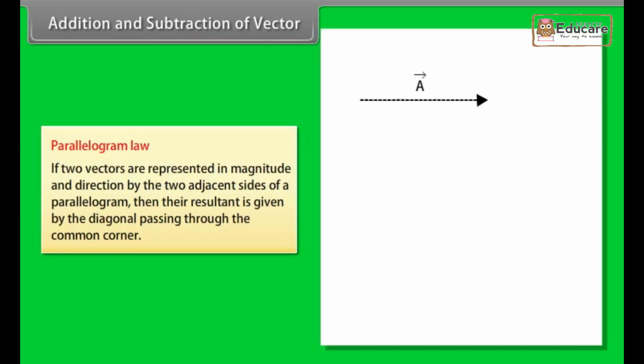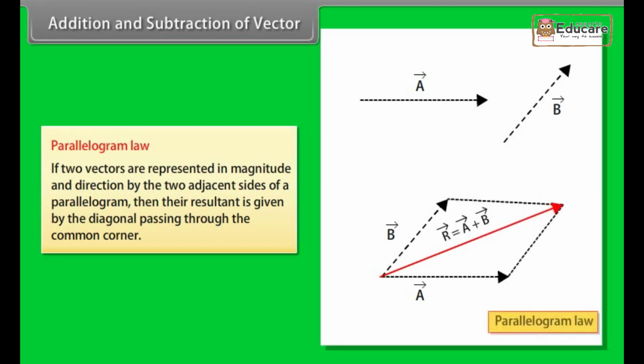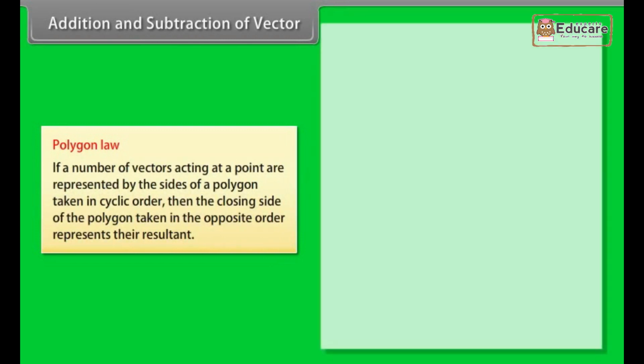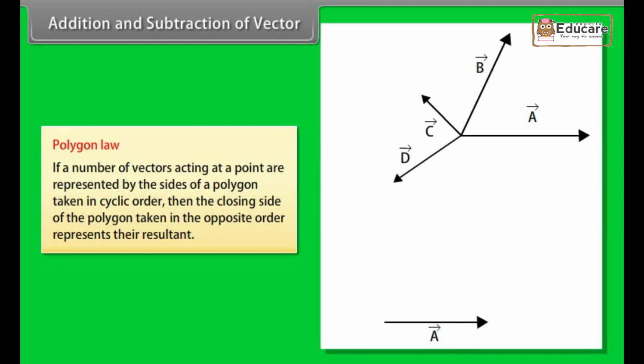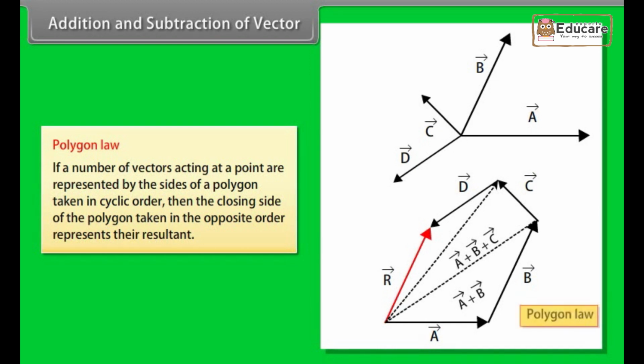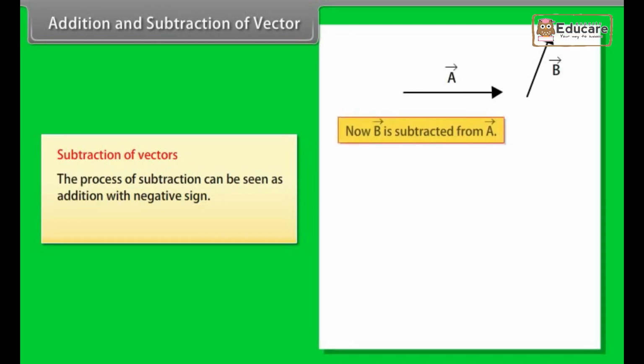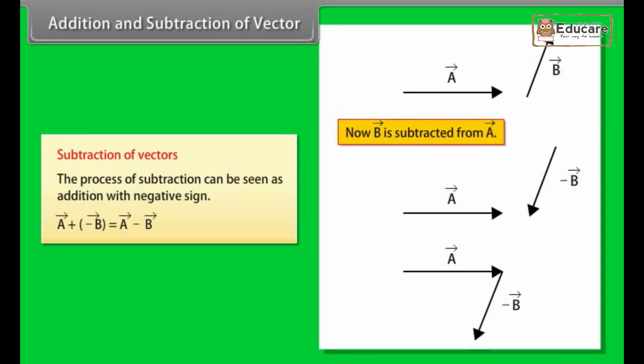If two vectors are represented in magnitude and direction by two adjacent sides of a parallelogram, then their resultant is given by the diagonal passing through the common corner. C. Polygon law. If a number of vectors acting at a point are represented by the sides of a polygon taken in cyclic order, then the closing side of the polygon taken in the opposite order represents their resultant. Subtraction of vectors. The process of subtraction can be seen as addition with negative sign.